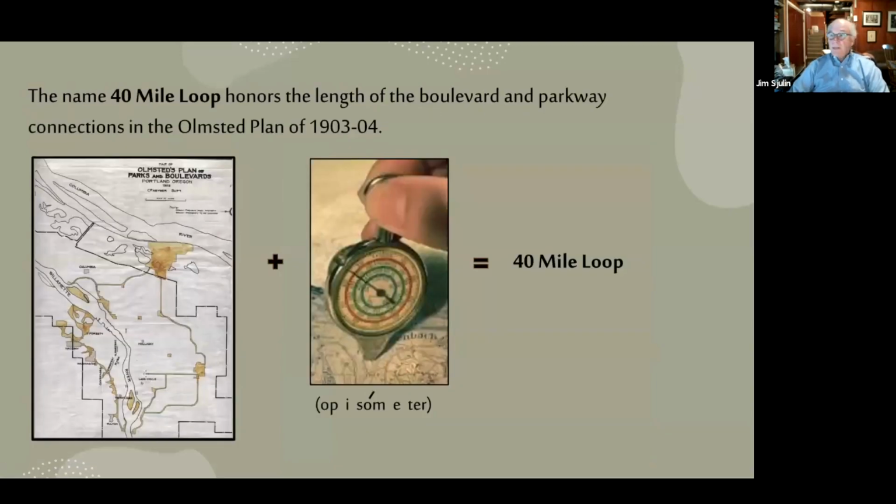This is a slide that explains the name 40-mile loop, and we have to do this every time. I'm sorry about this, but let me just say that the 40-mile loop name was really an informal name that was applied to the project, and then it just stuck. And where did it come from? Well, they took out one of these old Olmsted maps and ran a little instrument called an opisometer around the connections that were drawn on the plan, and it turned out to be 40 miles. And so in a way, the 40-mile loop in name honors the Olmsted Plan of 1903-04. Next slide.